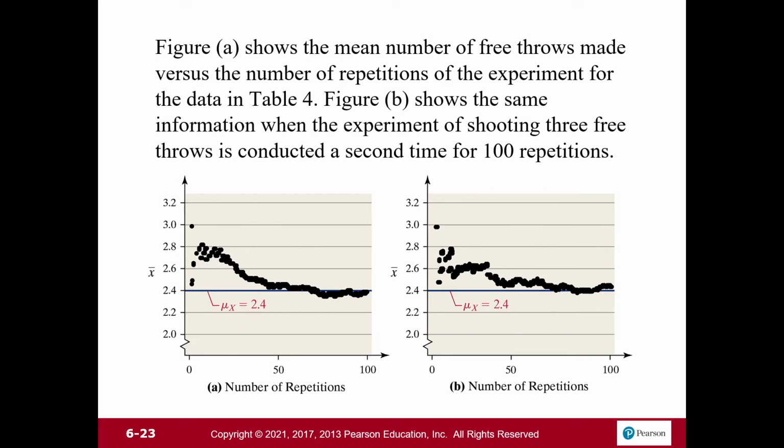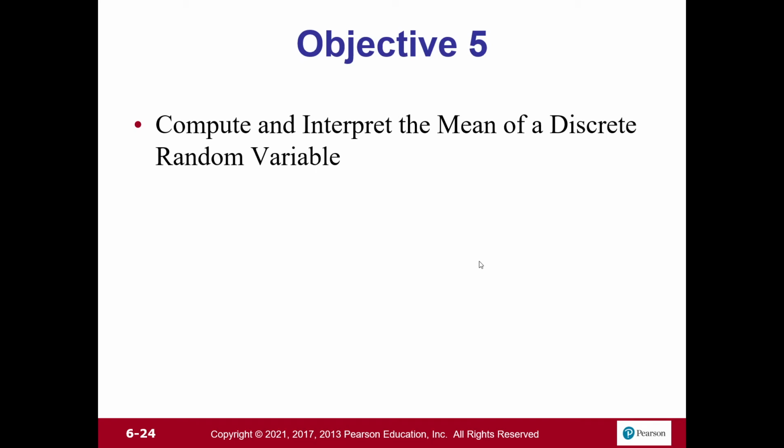Figure A shows the mean number of free throws made versus the number of repetitions of the experiment for the data in Table 4. Figure B shows the same information when the experiment of shooting 3 free throws is conducted a second time for 100 repetitions. Here it is plotted out, where we have the number of repetitions on the horizontal axis, and we have the means of each one. Notice that it will approach that theoretical mean of 2.4. And that does have to do with the law of large numbers as well.